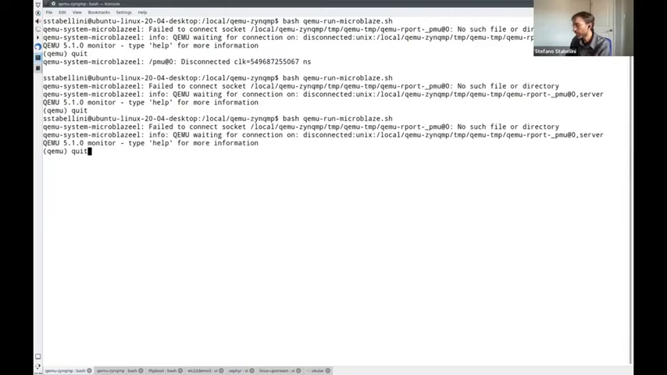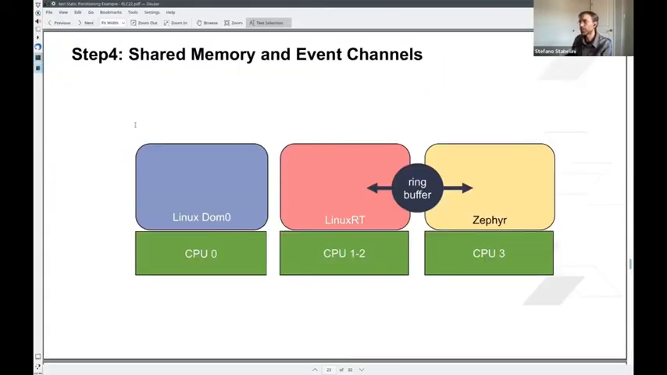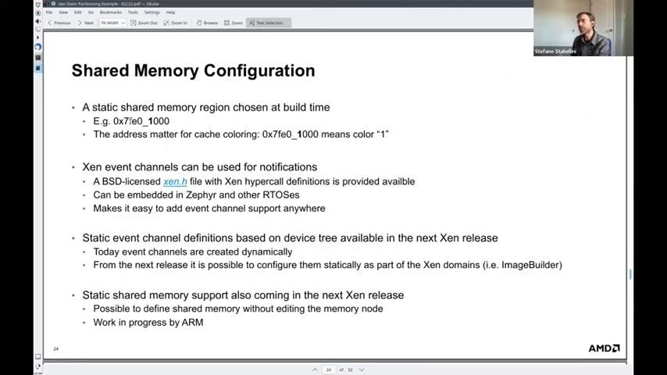Okay, I'm gonna stop the demo and tell you about the last part of the configuration, which is shared memory and event channels. So for communications, the easiest thing to do is just to configure a shared memory area between two VMs. You can then exchange data on your shared memory with a ring buffer, or you can use a library like OpenAMP. And for notification, you can use event channels that are like software interrupts provided by Xen. So the configuration is you pick a shared memory address, like the one you see on the screen. Keep in mind that the address is important for your colors allocation, because each address is gonna have a color. The color is defined by this number. So pick your address carefully.